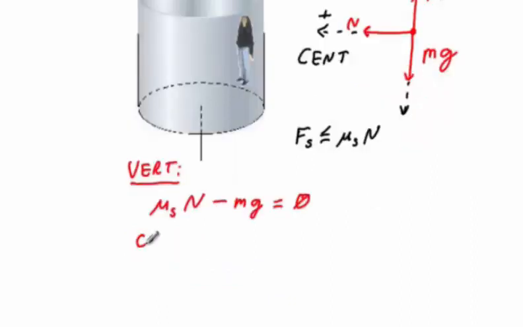The second equation will be in the centripetal direction. As labeled in the figure, the centripetal direction is to the left, and there is one and only one force in the centripetal direction. That's the normal force N. The sum of forces is equal to m times a, and we ask ourselves the question, is there an acceleration in the centripetal direction? The answer to that question is always the same: yes. The acceleration in the centripetal direction is v squared divided by the radius of the circle that you're moving in, and that completes our second equation.